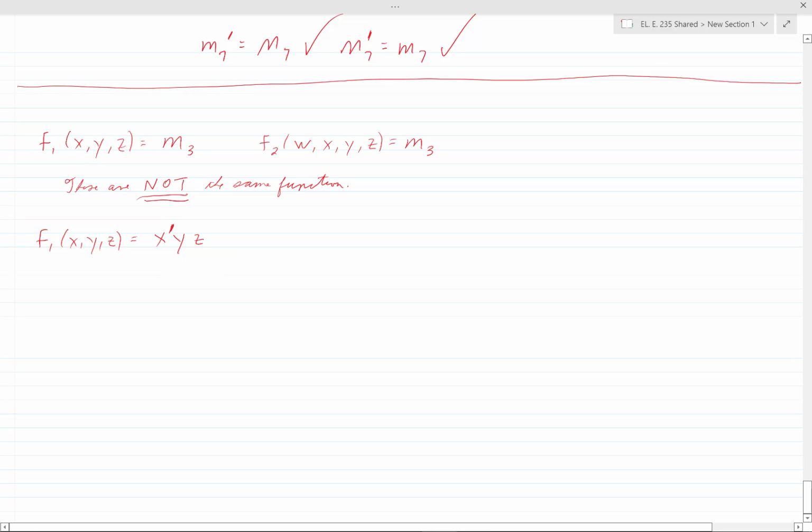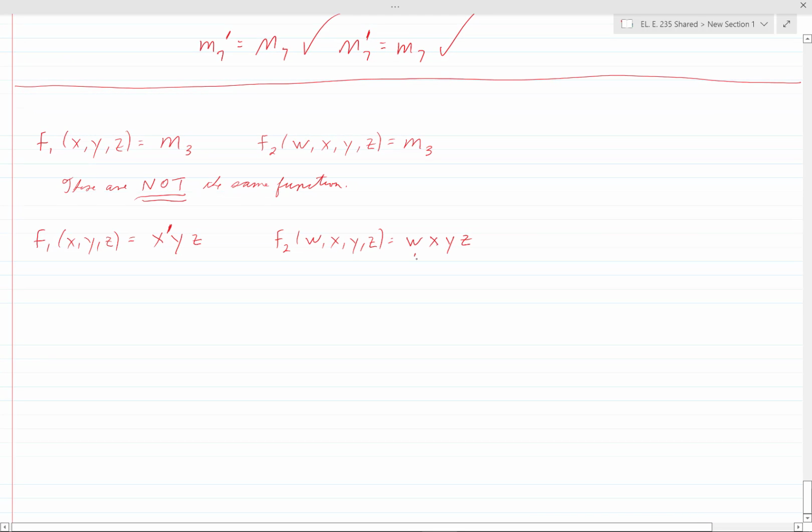Now we look at F2 of W, X, Y, and Z. Remember that now a minterm of F2, since there are four independent variables, must have four variables in it, all four of W, X, Y, and Z. And then we write 3, and 3 written as a 4-bit binary number will be 0, 0, 1, 1. And so this time we have W prime, X prime, Y, and Z. So you can see that definitely F1 and F2 are not the same function.